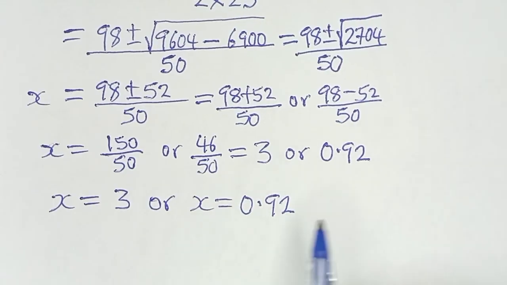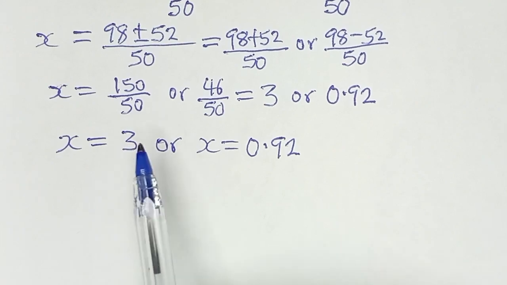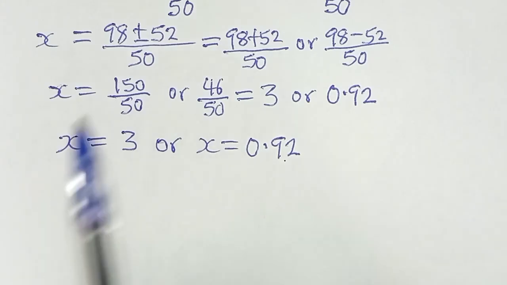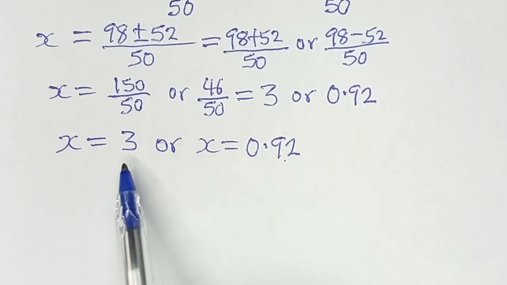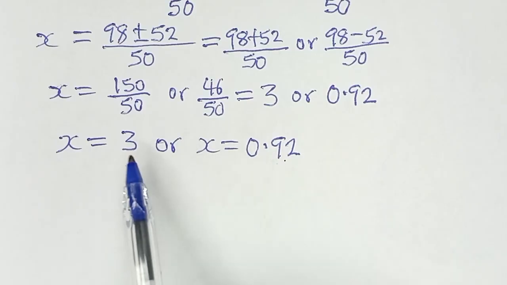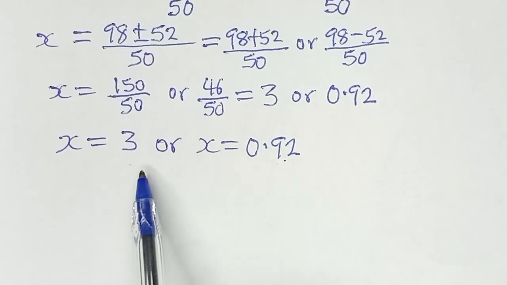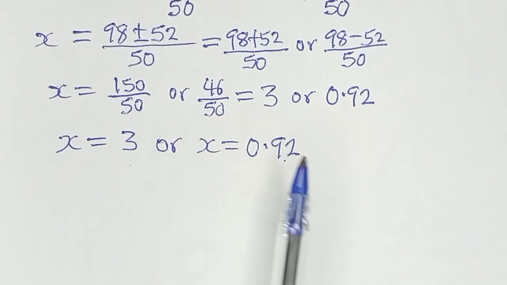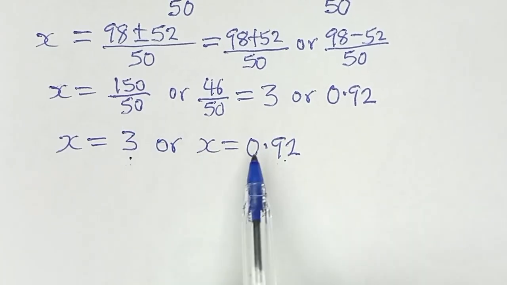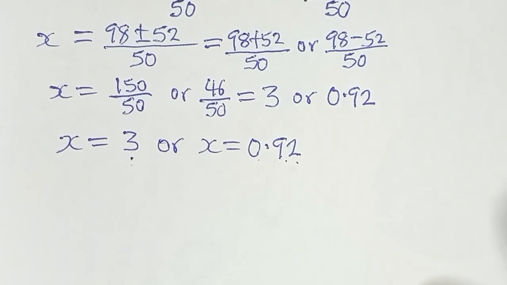But there's one special thing about radical equations. Anytime you solve a radical equation and you arrive at an answer for x, what you need to do is to go back to the equation and test the answers, whether they will actually work. We have to test the answer. If you don't test, you might not get the correct answer, because one or two of the answers might not be correct, as the case may be. So now let's go and test 3 and 0.92 in the original equation.